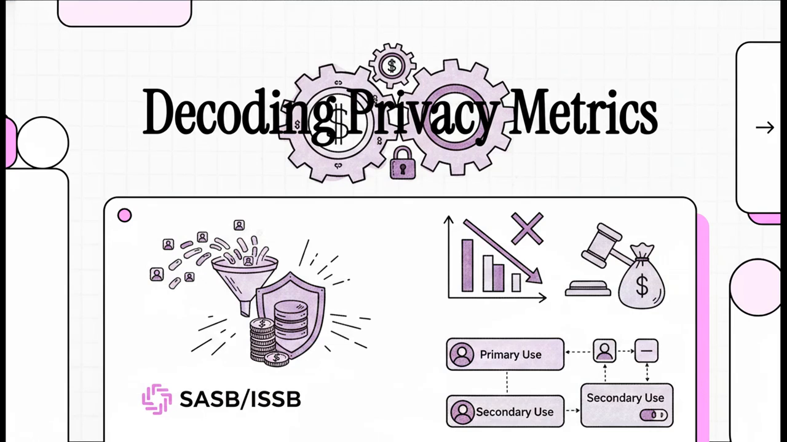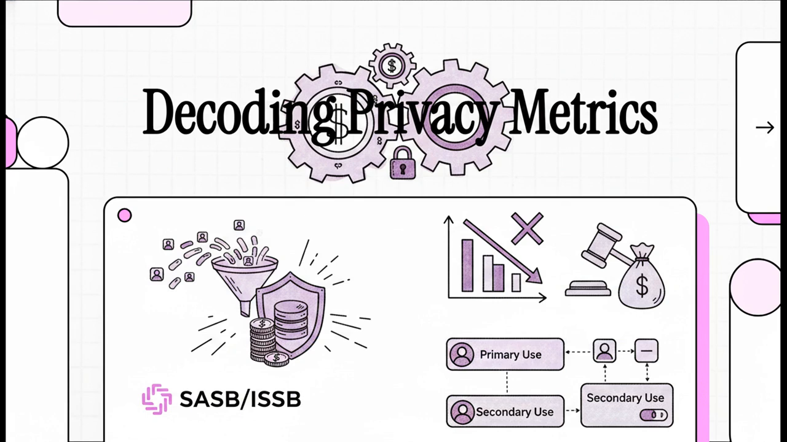Welcome to The Explainer. Let's jump right in because today we're unpacking a topic that is absolutely critical in the modern consumer finance landscape: data privacy. Now, we all know customer data is essentially the currency of the digital age, right? But misusing it, that is a literal regulatory and financial minefield.